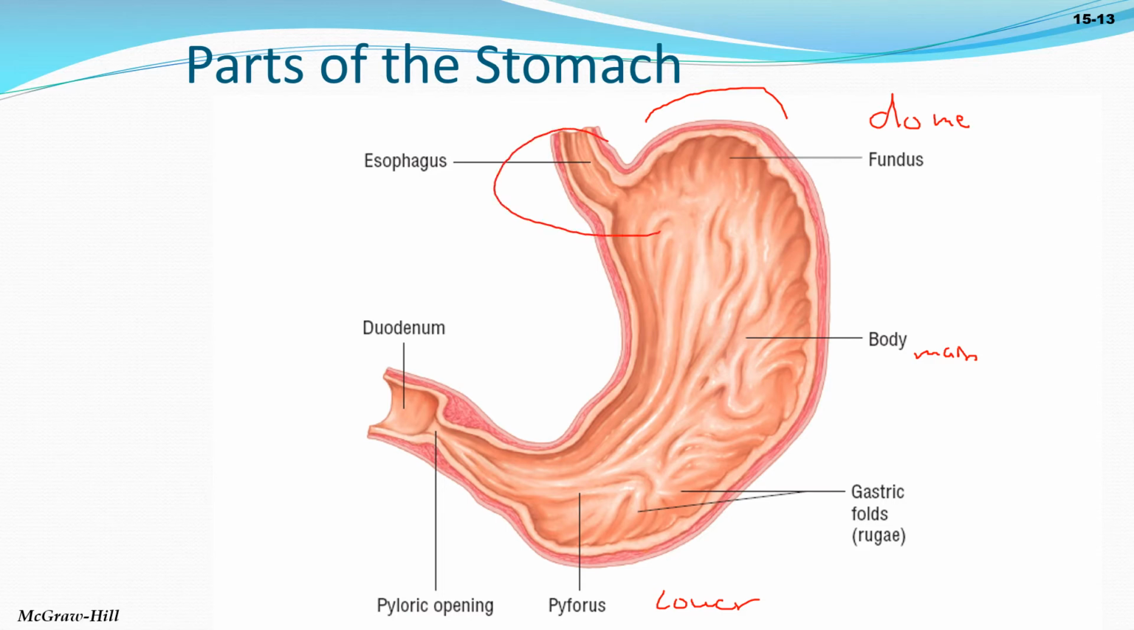So this is a really weak sphincter here called your cardiac sphincter. All right, every time you burp, it opens up, right? So it can allow acid out as well. But this sphincter here, your pyloric sphincter, it's a lot stronger. More of a one-way valve.